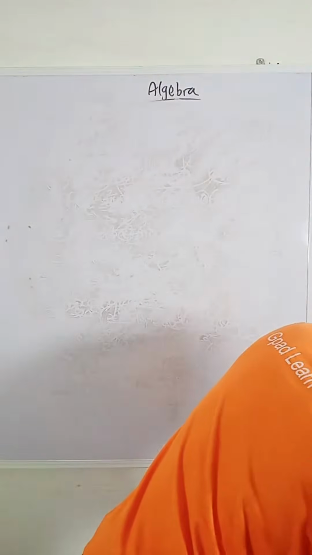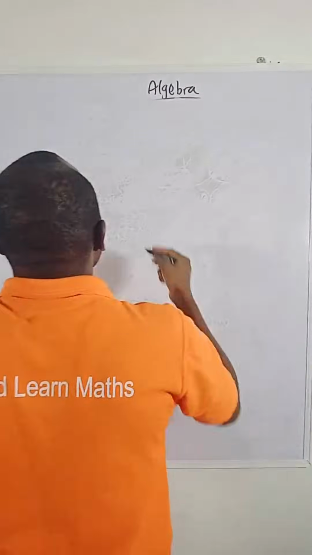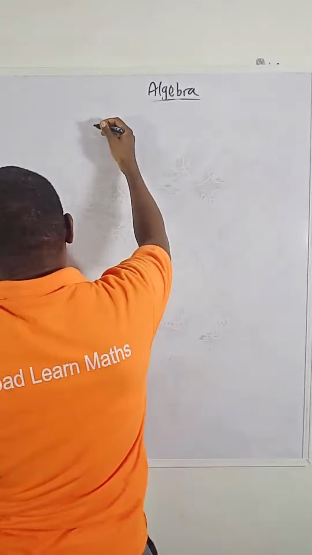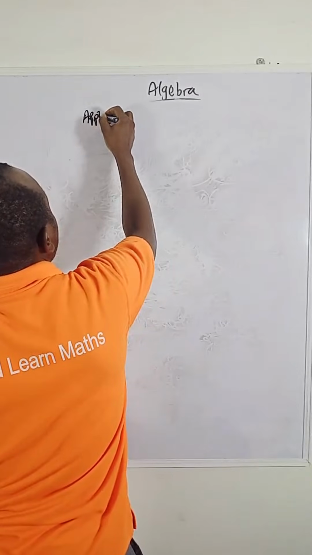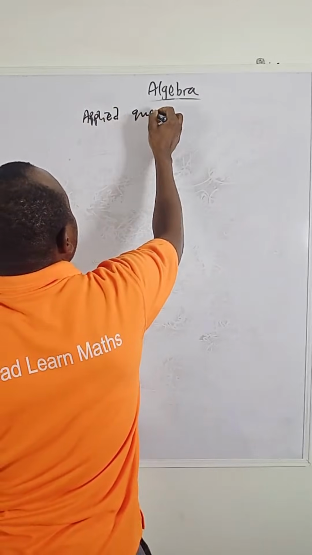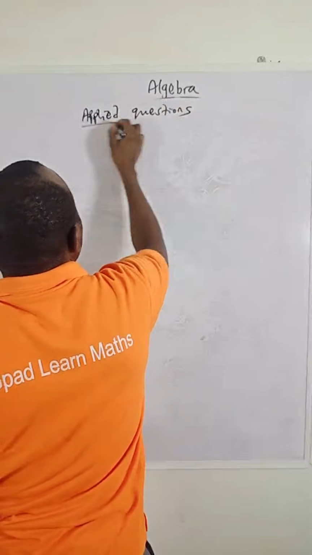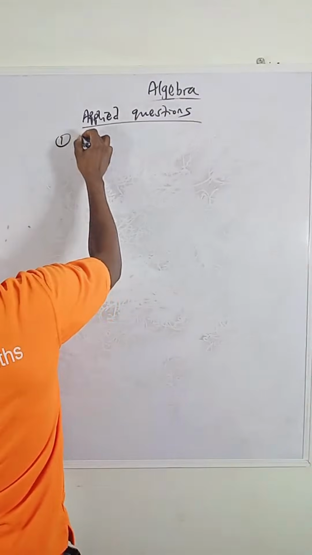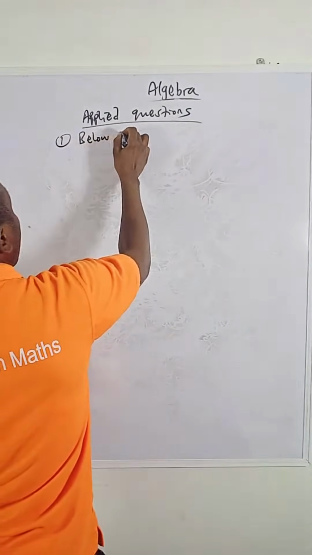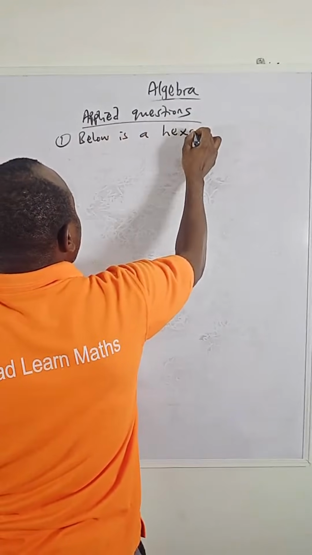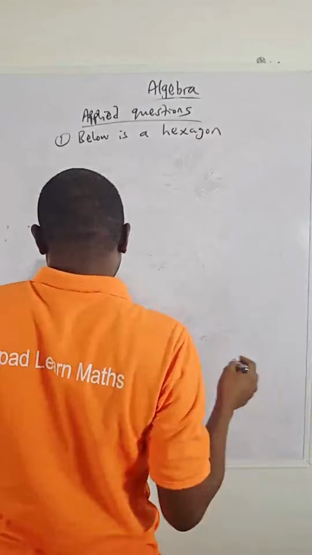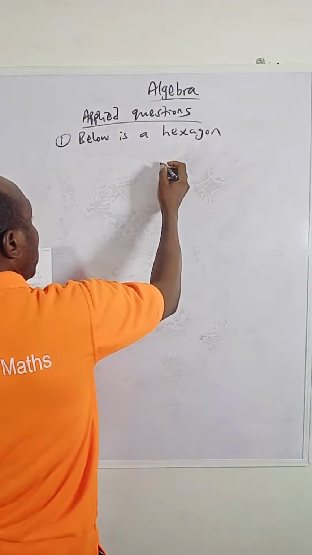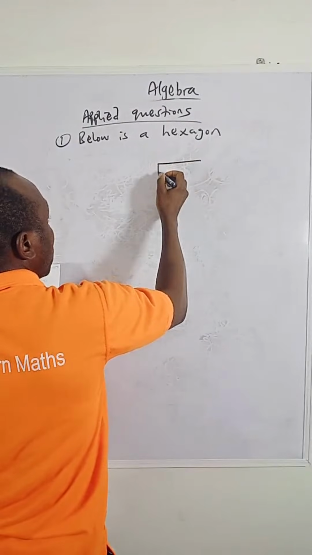So look at what we have. Below is a hexagon. Let me just write applied questions here. Below is a hexagon. I can draw this well. So this is it.